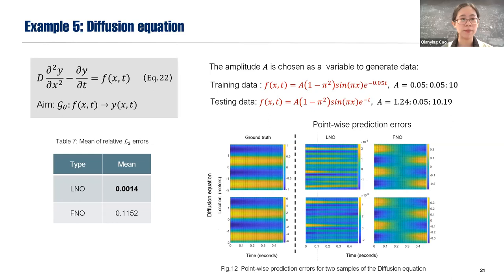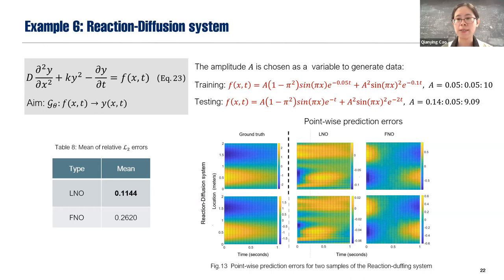The last example considers the reaction diffusion system. It can be represented as equation 23, where y(x,t) is the concentration of chemical substance or particles at location x and time t. F(x,t) is the source term, and E is the amplitude of the source term. In this problem, the diffusion coefficient D equals 0.01, and the reaction rate K equals 0.01.